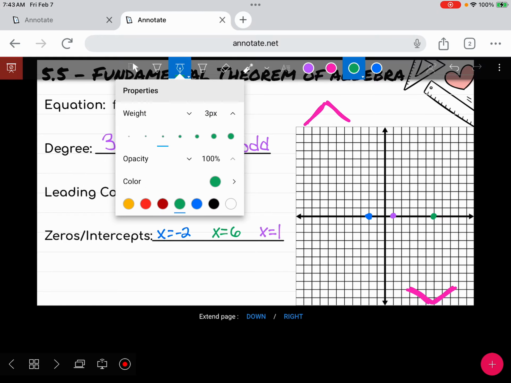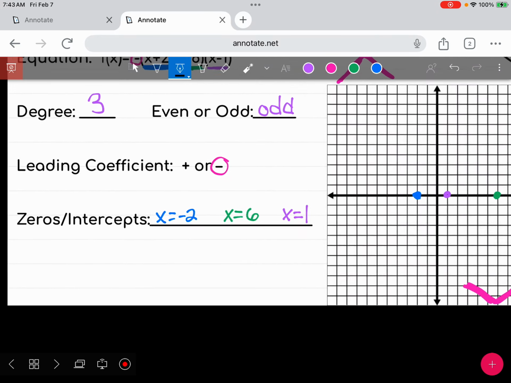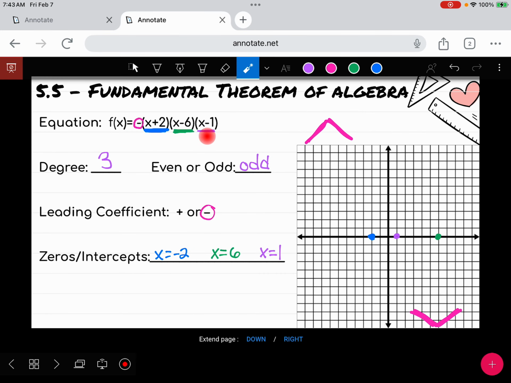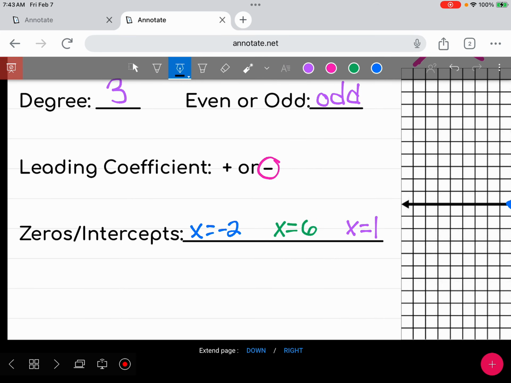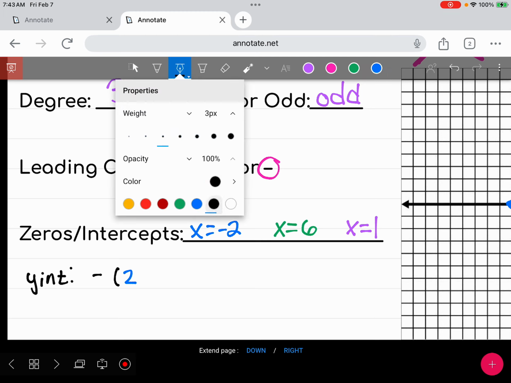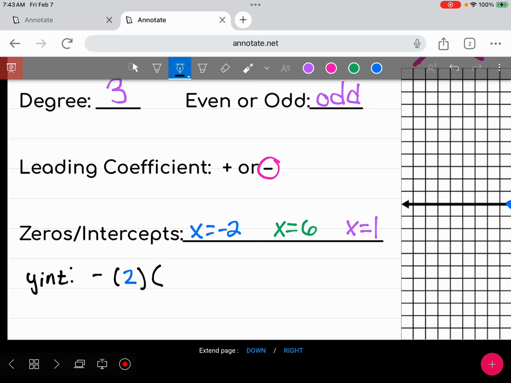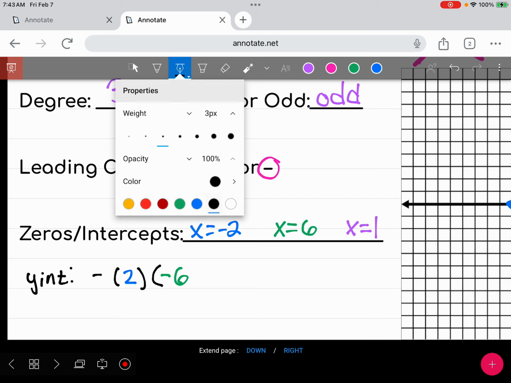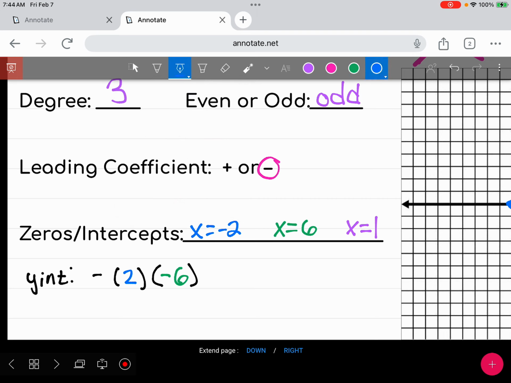To get our y-intercept, just so we can make sure things are doing what we need them to do, we're going to take everything that's not an x up here and multiply it together. So to get my y-intercept, I'm going to take my minus sign from out front. I'm going to take the positive 2 from the first piece, and I'm going to put that in the blue just so we match the root. We're going to take our minus 6 from that green one, just from the factors. I'm just dropping all the x's, just taking all those numbers at the end, and our minus 1.